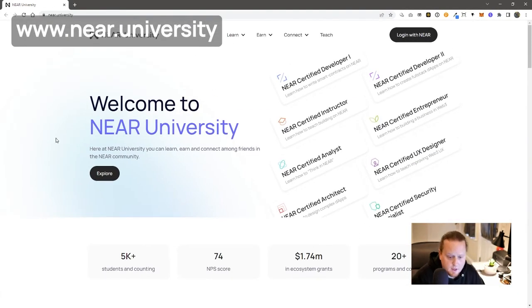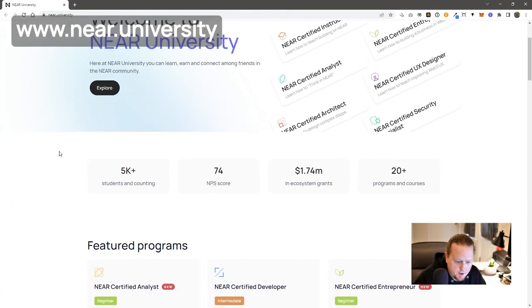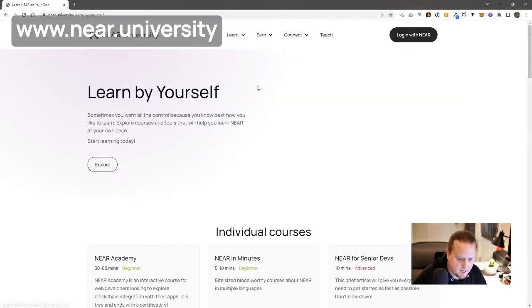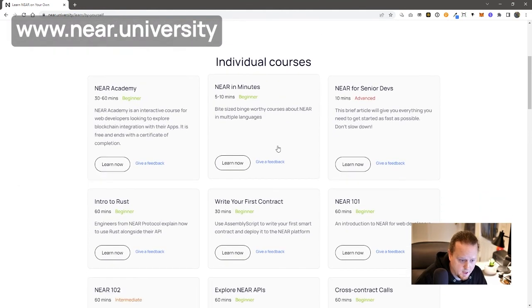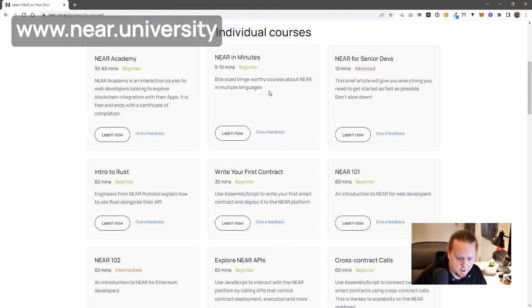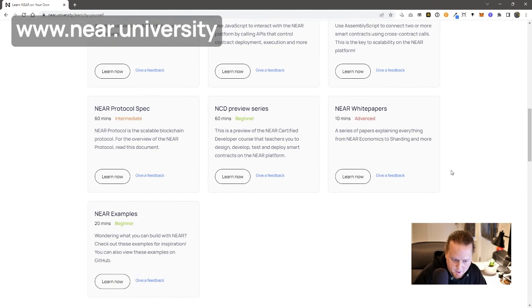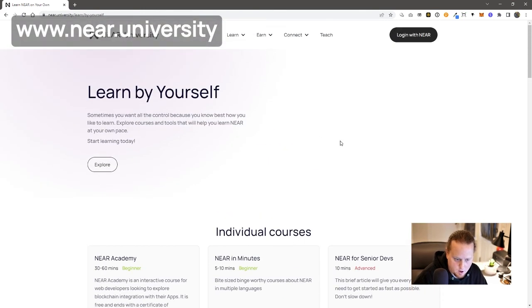The next project we're going to look at is Near University. Near University is an online learning platform in order to become certified and more educated on the technical aspects of the Near ecosystem. As you can see, this goes over all of the different courses that you can take in order to become more well-versed. This takes you through the Near Academy, understanding the basic idea of how Near works. Also for developers, so if you're more on the technical side and you want to create applications, you can do that on the Near protocol and you can learn about it through Near University.